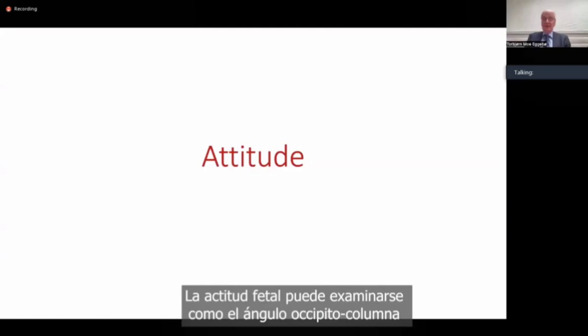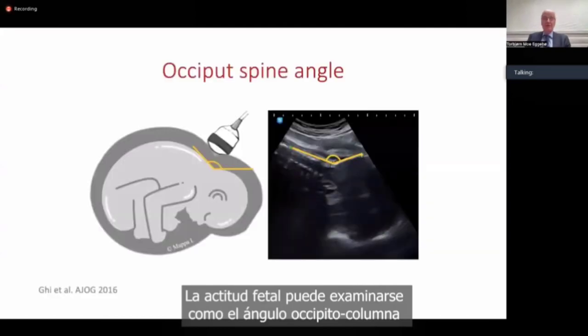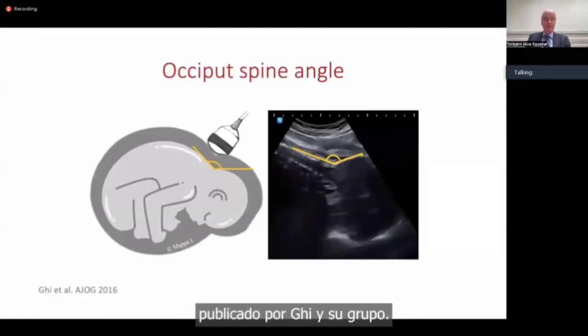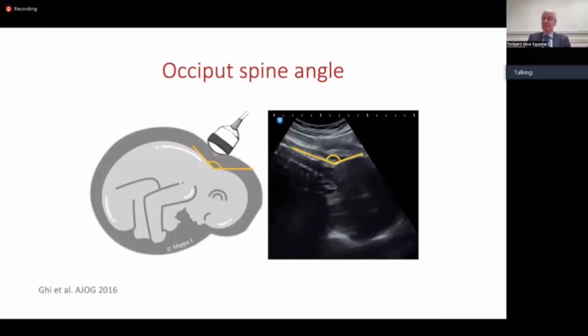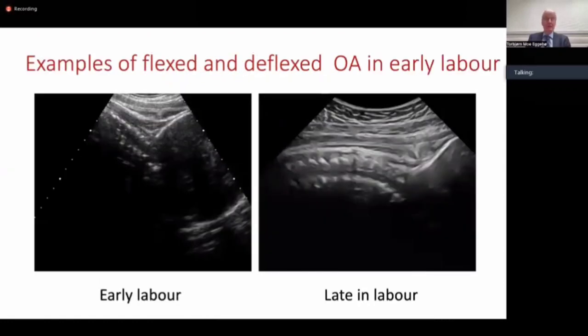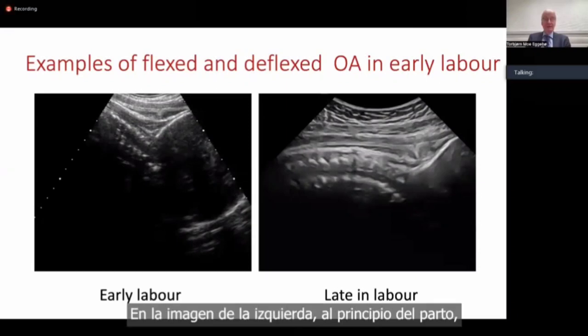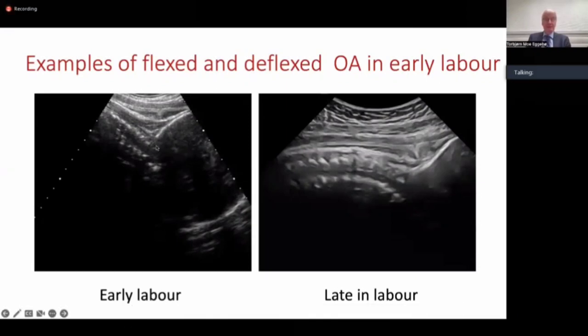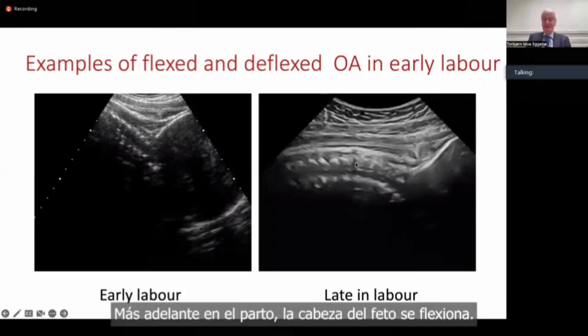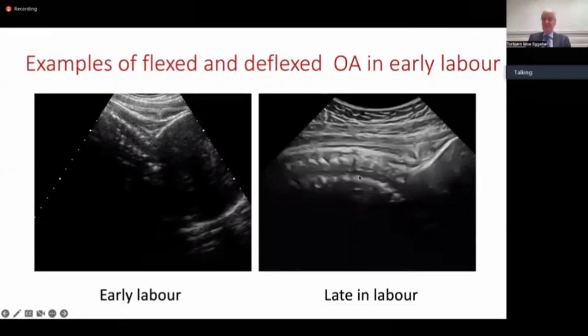The fetal attitude can be examined as the occiput spine angle, published by Guy and his group. He measured the angle between the cervical spine and the occipital bone. On the left image, early in labor, here the angle is 19 degrees. Later in labor, the fetal head is flexed.